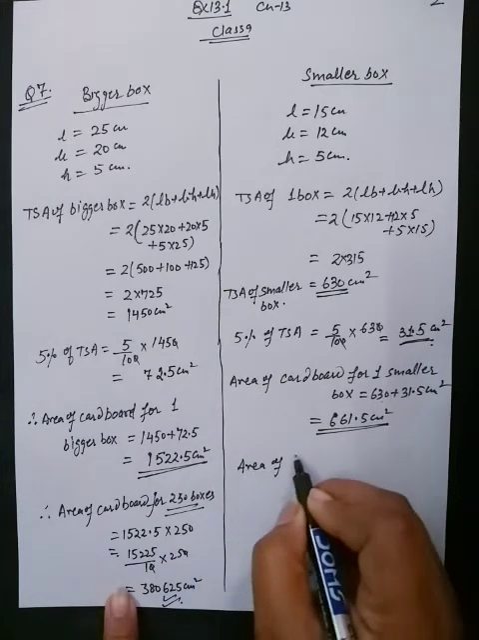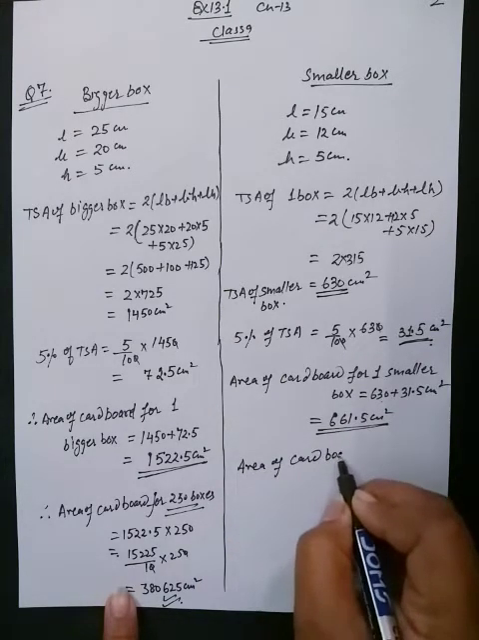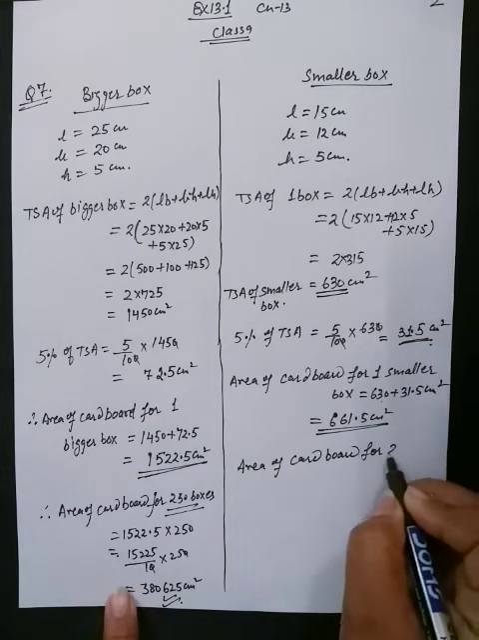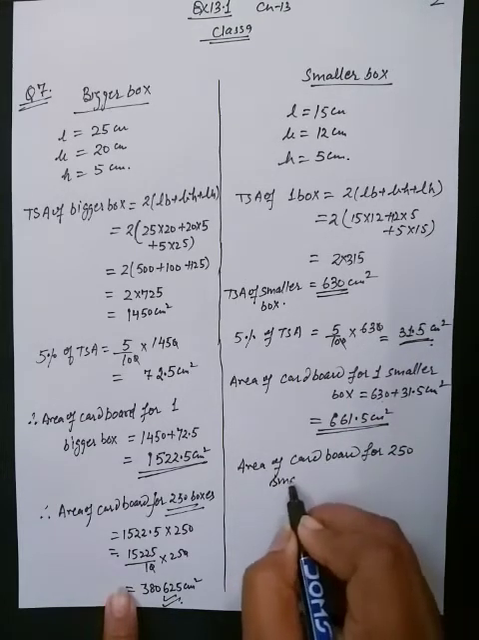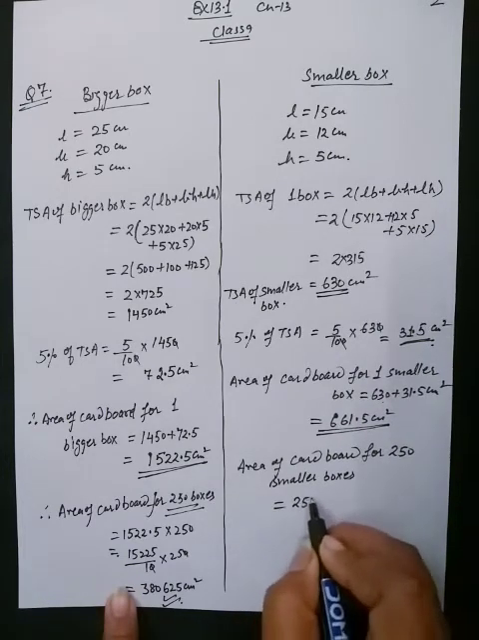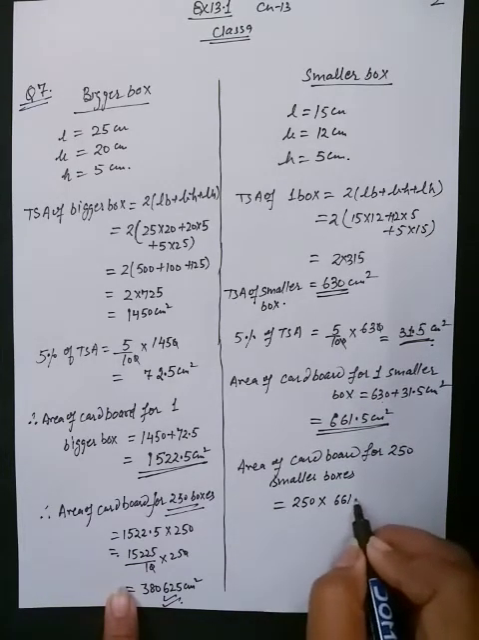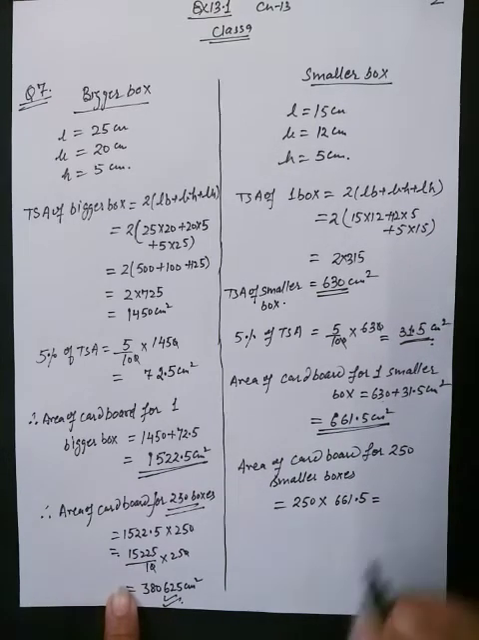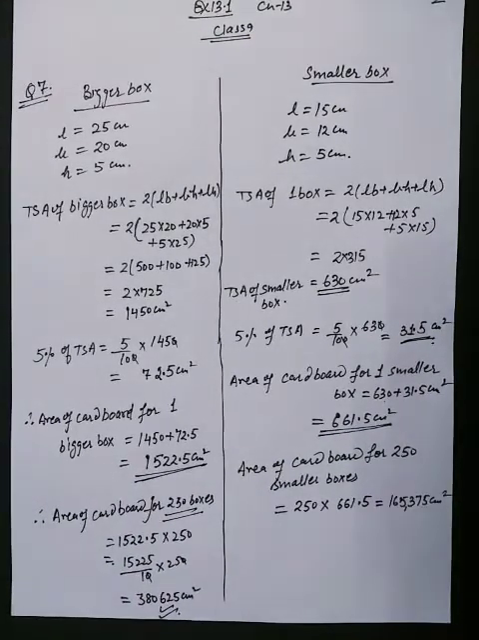Now we have to prepare 250 boxes. The area of cardboard for 250 smaller boxes is equal to 250 multiplied by 661.5. So it will be 1,65,375 centimeter square.